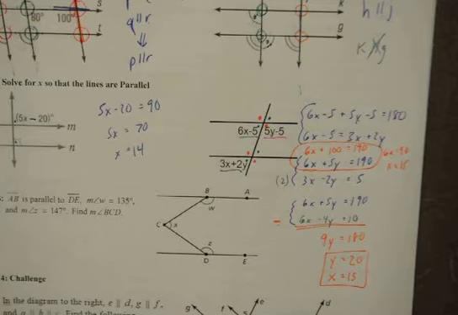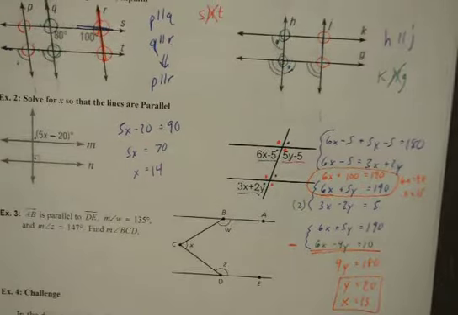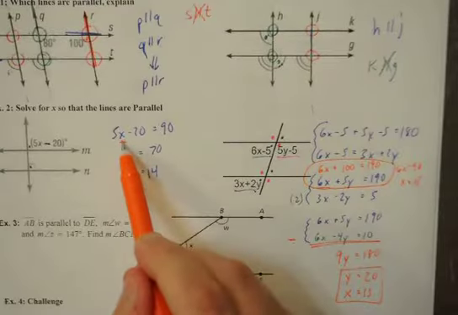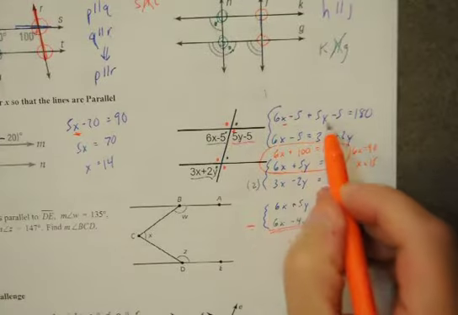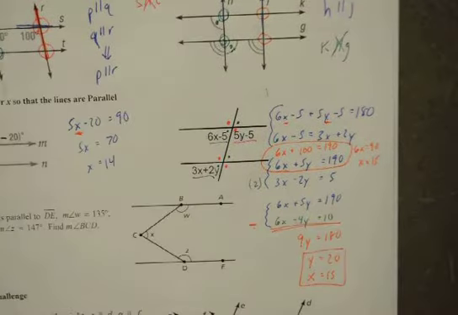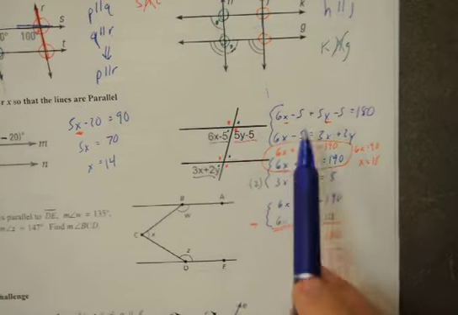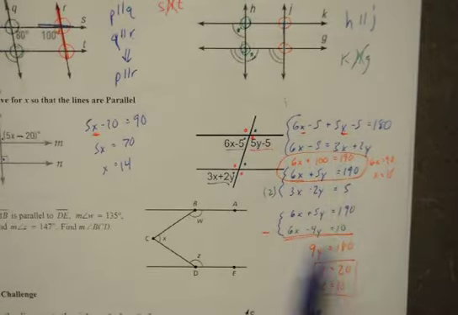That's a lot more tricky than this one. See, this one only had an x. This one had an x and a y. So if you can avoid the x and the y, you should. But if you can't avoid x and y in your equations, you have to do a system of equations.